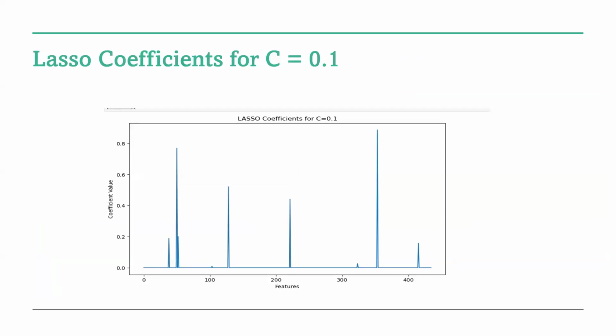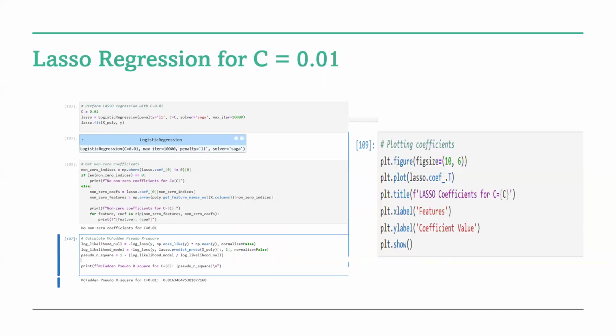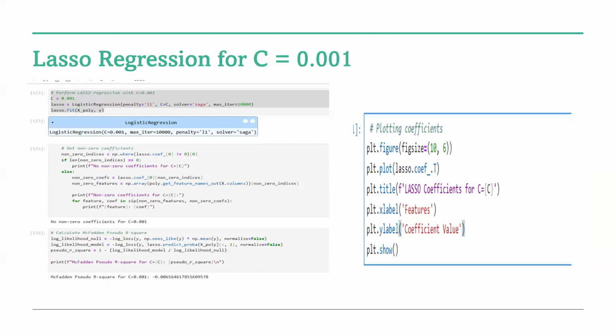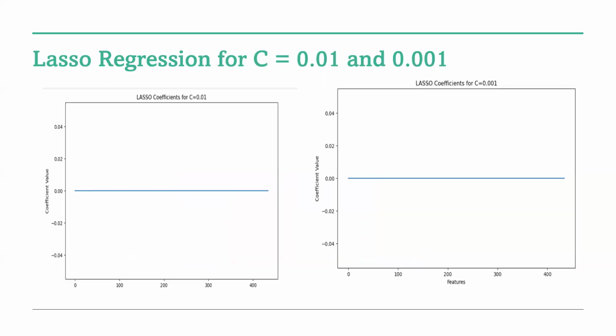Graphical lasso regression representation of hyperparameter C 0.1. Repeat the same steps for the other two C parameters and store the results. Graphical lasso regression representation for hyperparameters C 0.01 and 0.001.